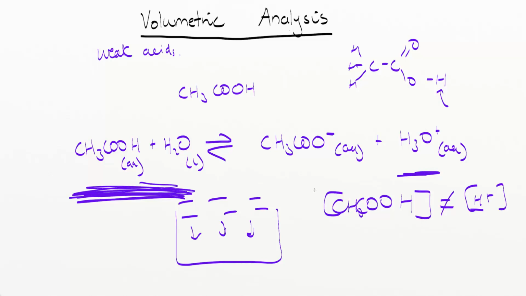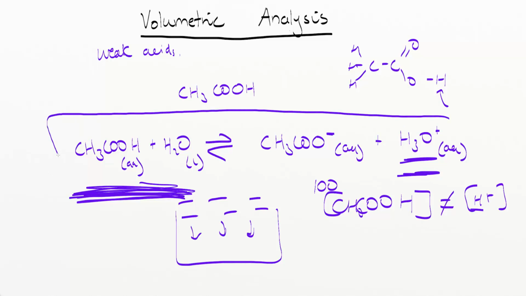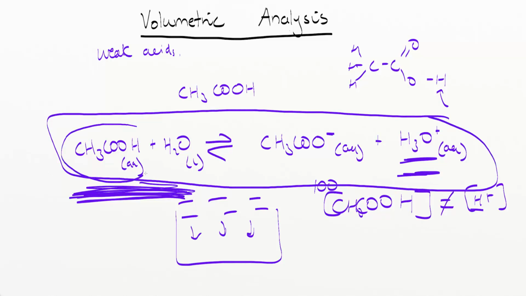Because if I have, let's say, 100 ethanoic acids, only maybe 3 or 4 of them, or 1 or 2 of them, will actually ionize to form H+ or H3O+. So therefore, if I looked into the solution of ethanoic acid, I would see, let's say, maybe 95 of these and only 5 of these. So not all of these things ionize.